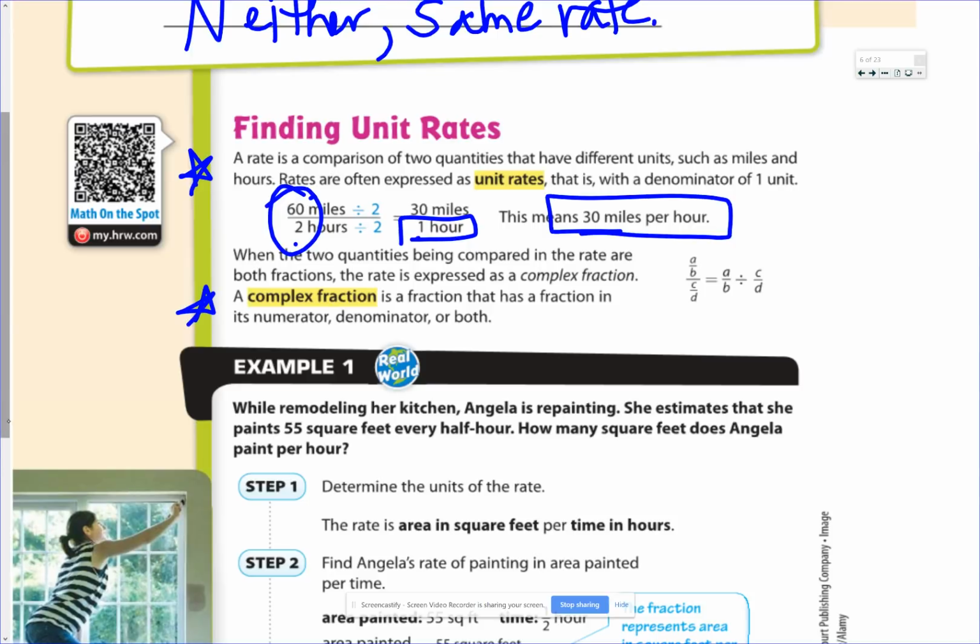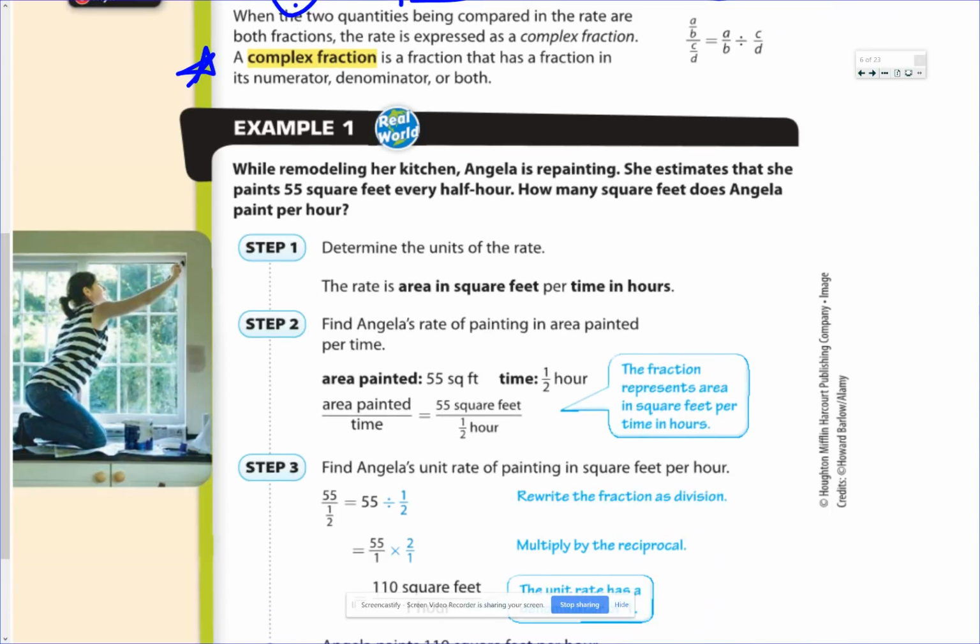So let's take a look at this example here where Angela is repainting her kitchen, okay? So she's remodeling, she wants to repaint. She's estimating that she paints about 55 square feet every half hour. How many square feet does she paint in 1 hour?